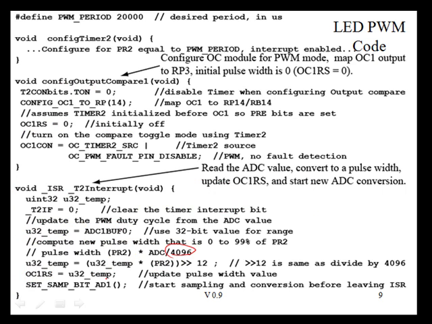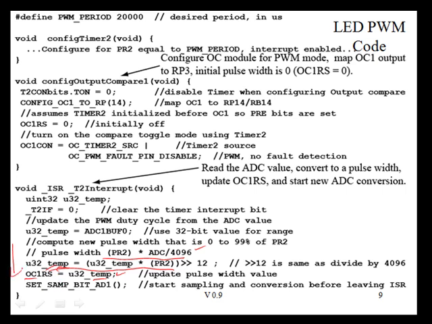Well, since these are unsigned values, dividing by 4096 is the same as shifting to the right by 12. So this line right here does this computation of PR2 times the ADC value divided by 4096. Once we have that value, we're going to write it into our OCRS register. Even though this is a 32-bit value, only the last 16 bits are actually significant, and that's what's going to be copied into this OCRS register value.